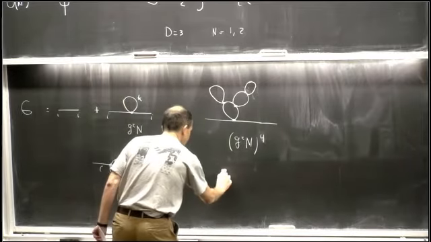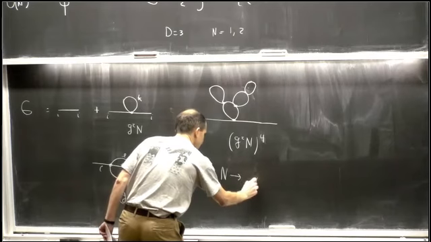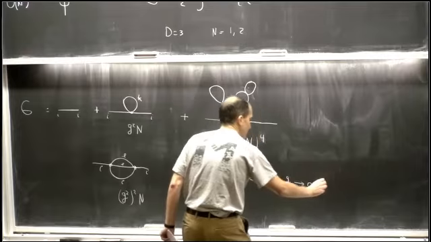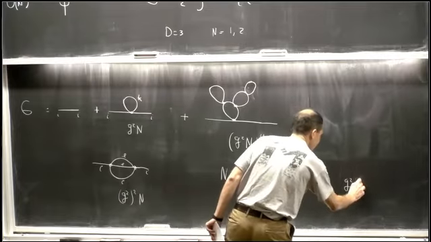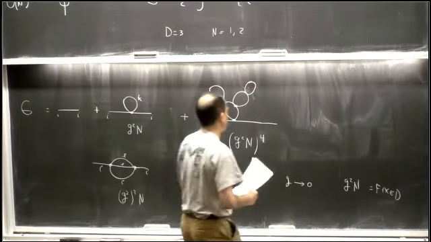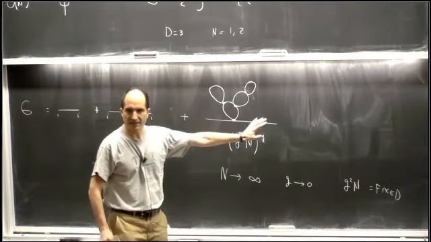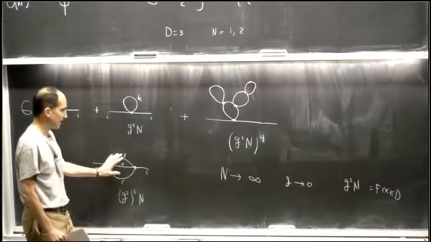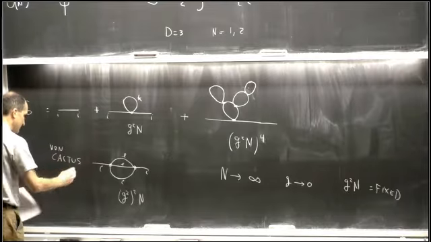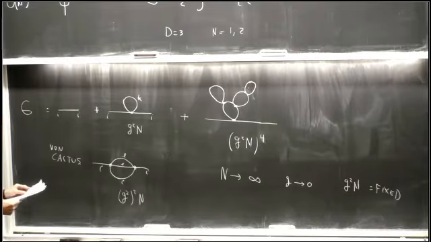So in the limit that N goes to infinity and g goes to 0, keeping g squared N fixed, we keep all these cactus diagrams, but we don't have the non-cactus diagram. So this is a non-cactus. Okay, good.